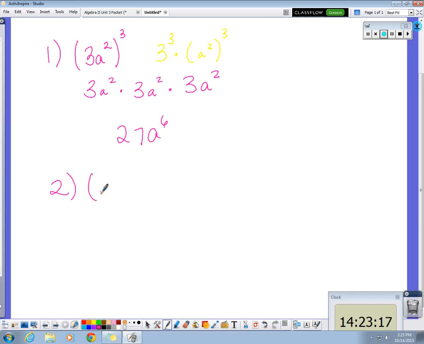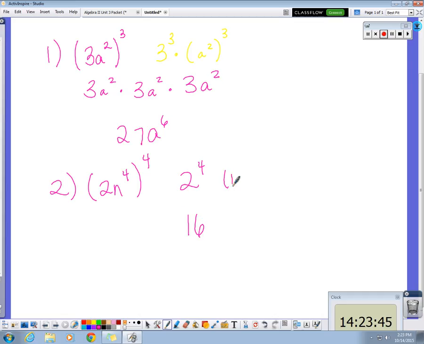Alright, number 2, we have 2n to the 4th, quantity to the 4th power. That means all of it's raised to the 4th power. Okay, so I'm going to raise 2 to the 4th power first. What's 2 to the 4th power? 2 times 2 is 4. 4 times 2 is 8, and 8 times 2 is 16. So 2 to the 4th power is 16.